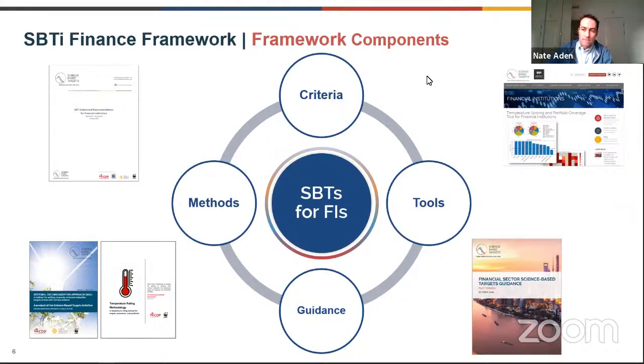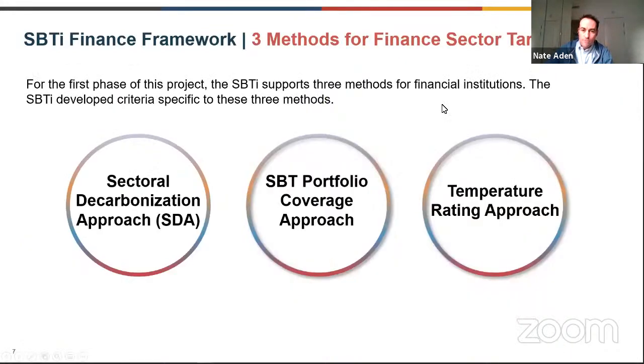The next slide gives a description of the three methods that we have settled on for this phase. Right now, we are in the pilot phase of this project, and that started on October 1st. It goes for the next 6 months through April, when we expect to have revised criteria, both for financial institutions, but also for all companies. And we're going to be updating those criteria in coordination.